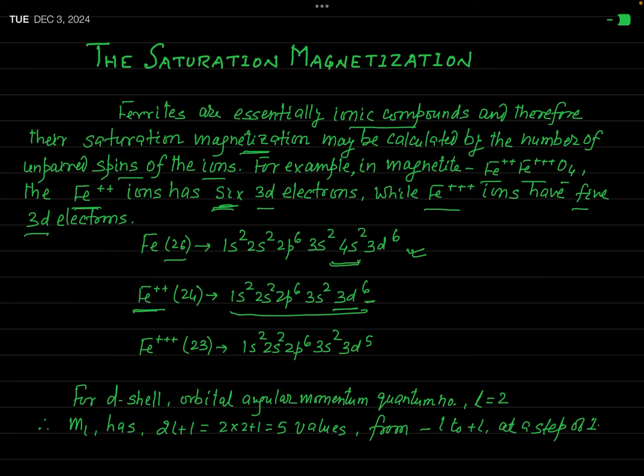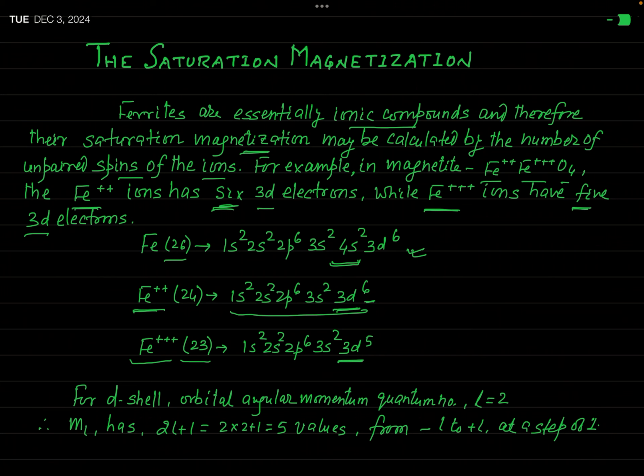Now, when you talk about the ferric ion, Fe³⁺, it means you have removed 3 electrons from Fe. So there will be only 23 electrons, and that extra 1 electron will be removed from the 3d subshell. So now in the 3d subshell there will be only 5 electrons. So I have written here that the Fe³⁺ ion contains 5 3d electrons.